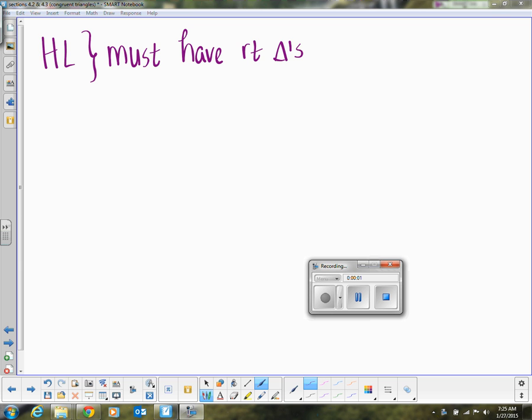On hypotenuse leg, you have to establish right triangles. So you must establish right triangles.